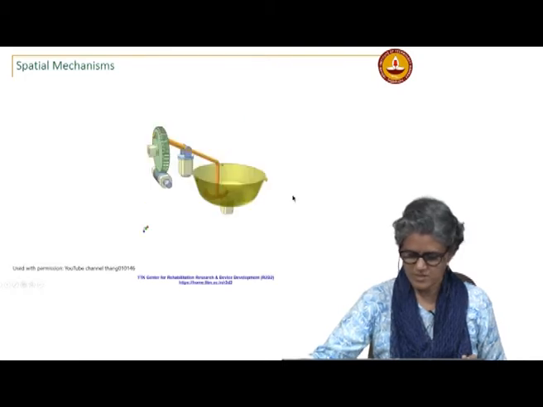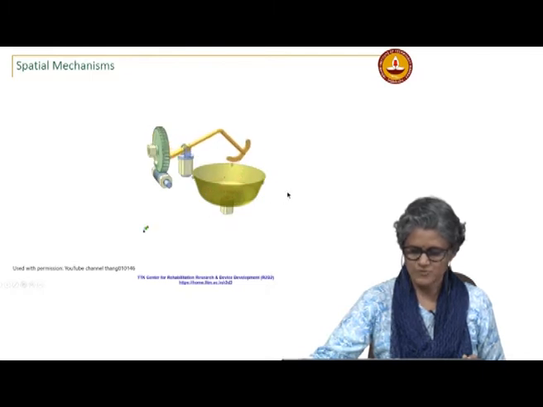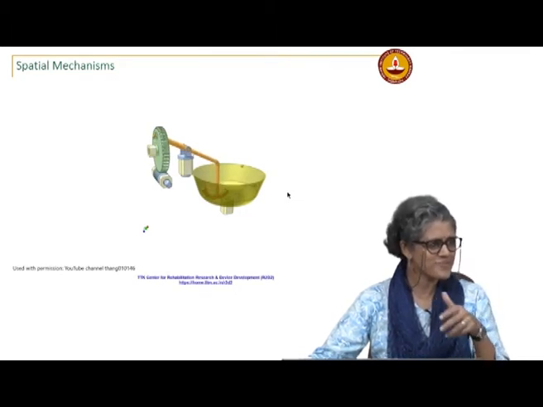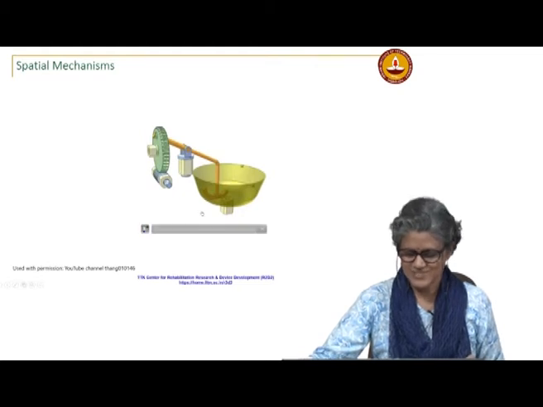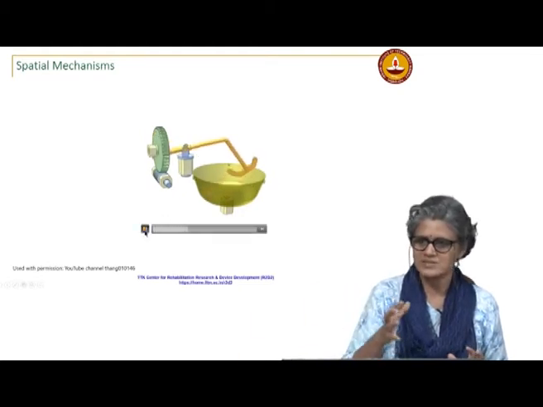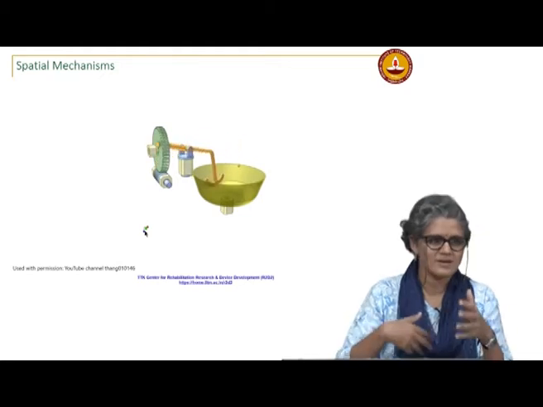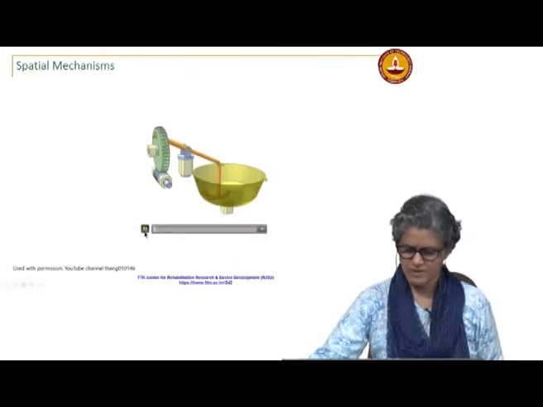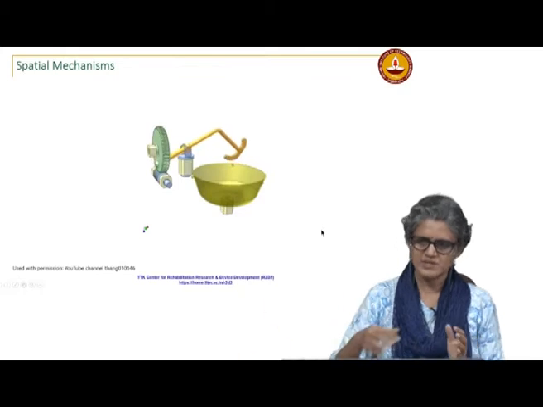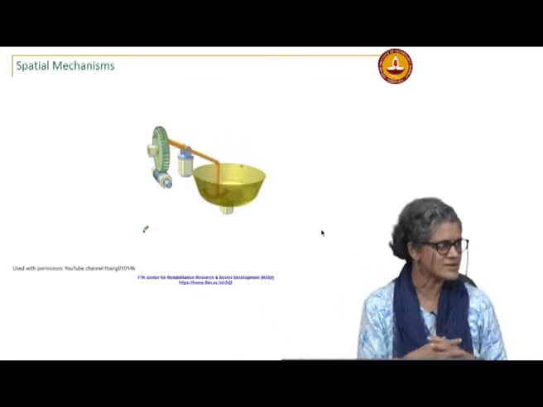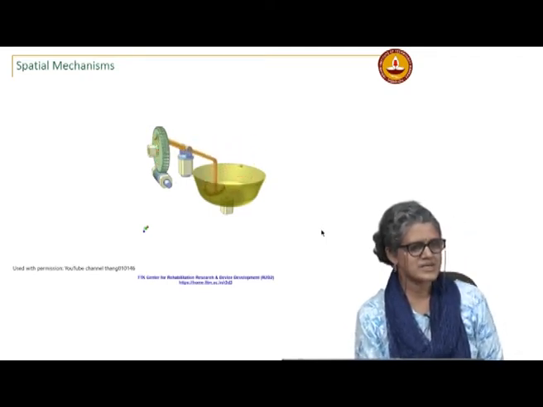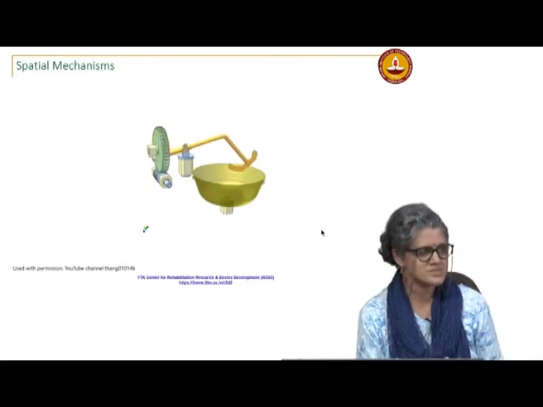Here's another example. This is a mechanism for, can you guess, making chapati dough. In big bakeries, they will have mechanisms that will do this. Let me just put it on repeat. It lifts it and does the kneading of the dough. So there are applications where spatial mechanisms are used.